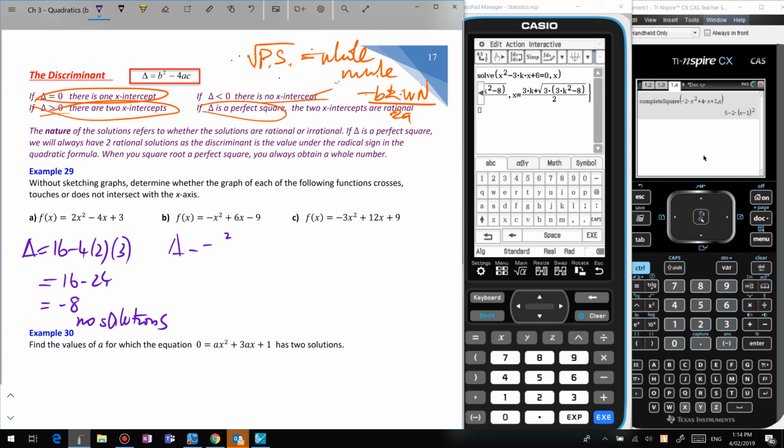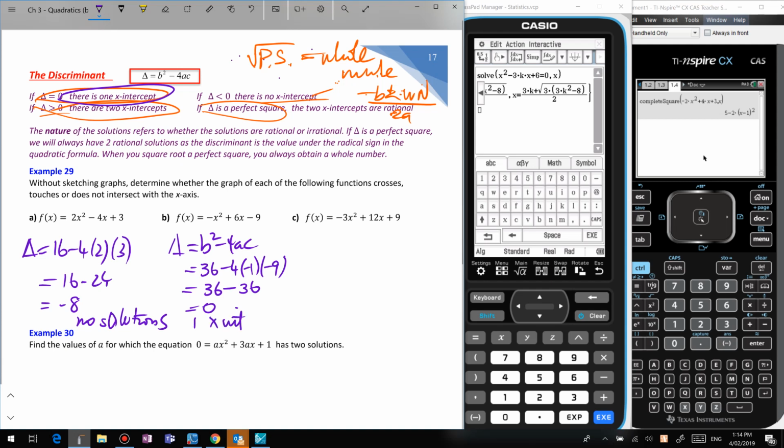Here, b squared, don't know where I got the negative from, b squared minus 4ac, 36 minus 4 times negative 1 times negative 9. Negative 4 times negative 1 is positive 4, times negative 9 is negative 36. We end up with 0. If it's 0, we've got one x-intercept.